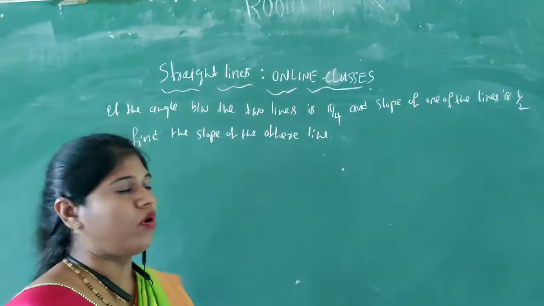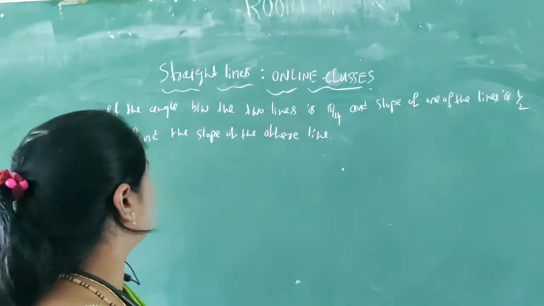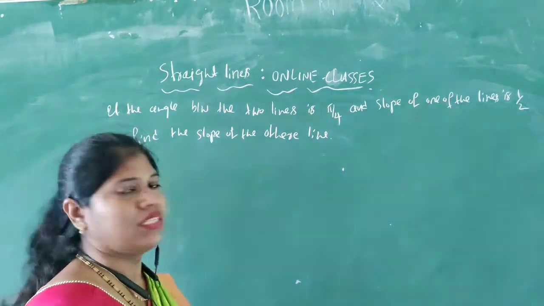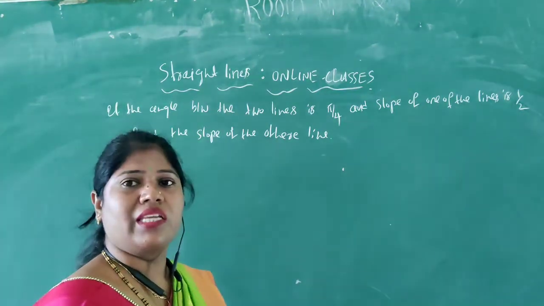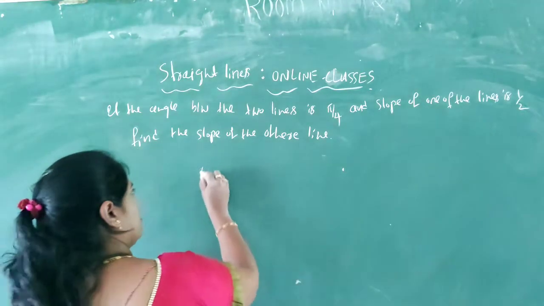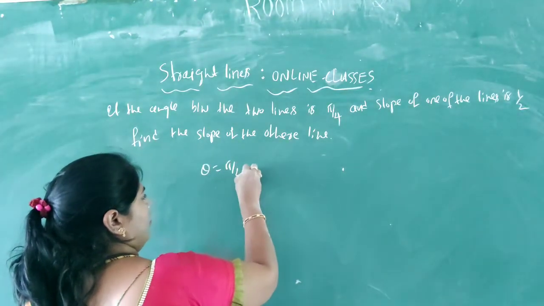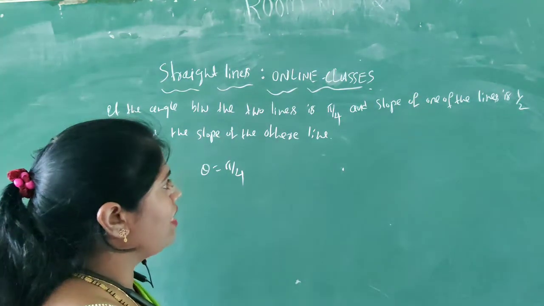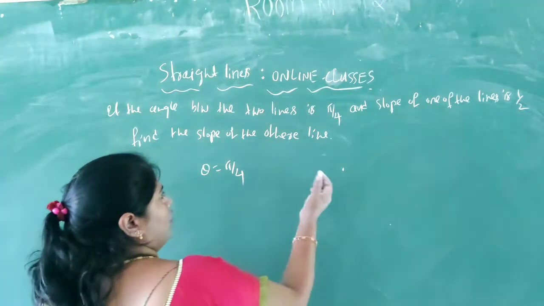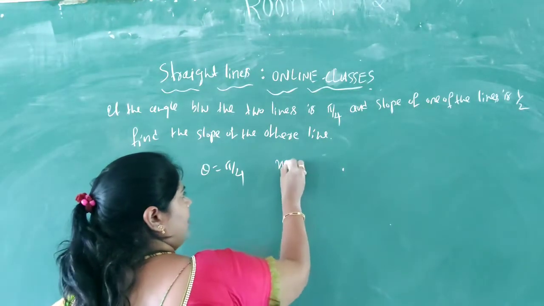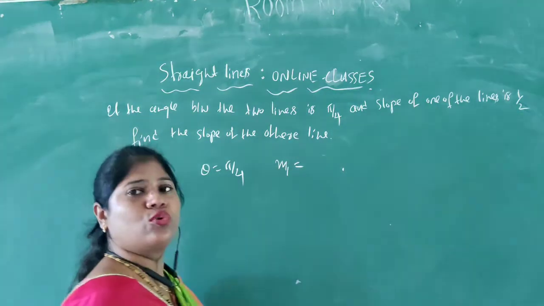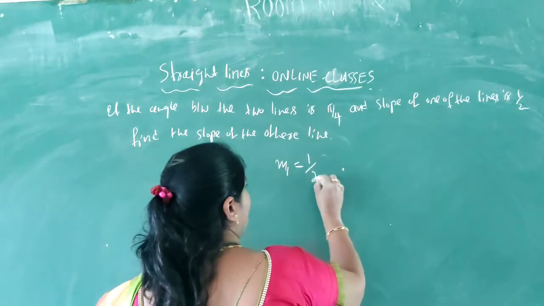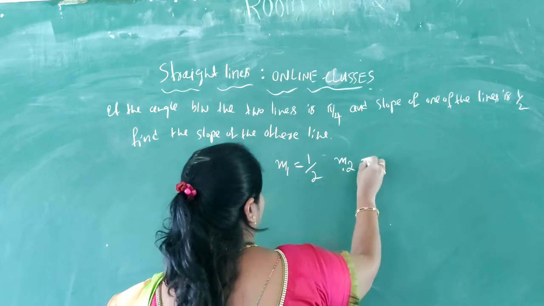What will be the slope of the other line? If the angle between the two lines is pi by 4, that is they are given theta is equal to pi by 4. Okay. And the slope of the line is 1 by 2. So one of the slopes they are given, that is called m1. Because there are two slopes here, m1 is equal to 1 by 2 and m2, let me call it m.